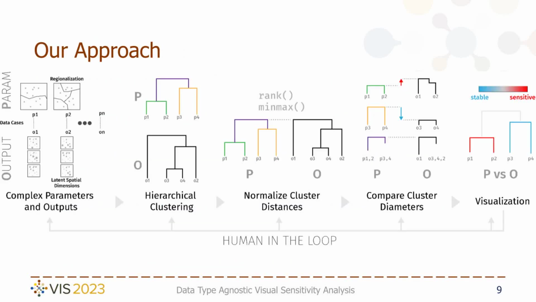The basic idea in our approach is to use difference in cluster diameters as a measure of variation. It works like this. We start with the complex parameters and outputs. We require dissimilarity measures for each of those. We assume to have any number of tuples, including parameter and output combinations.